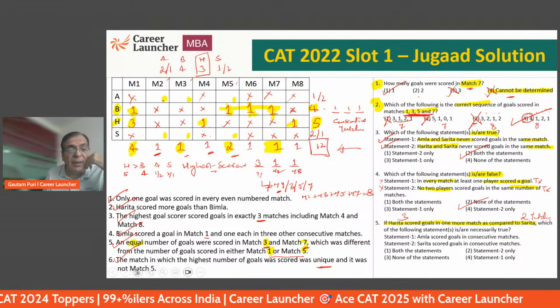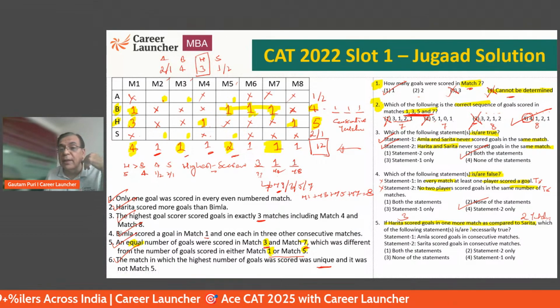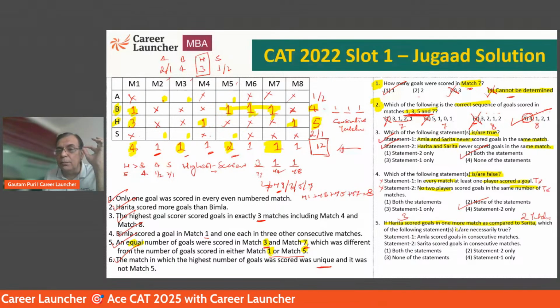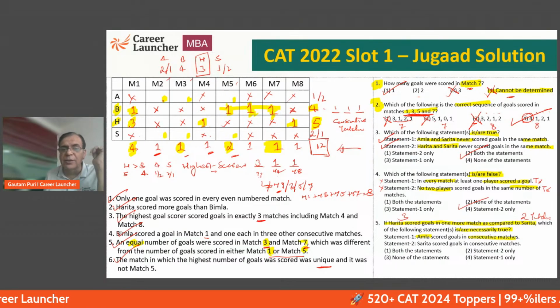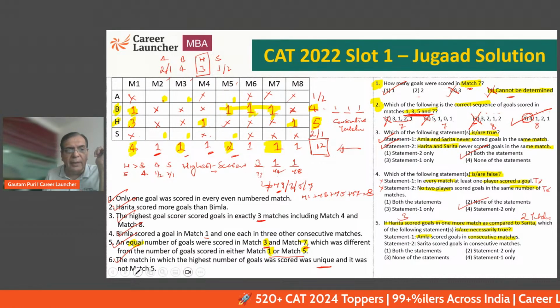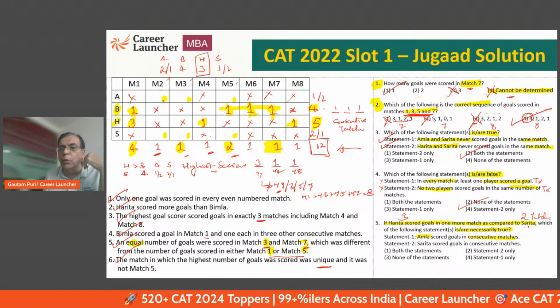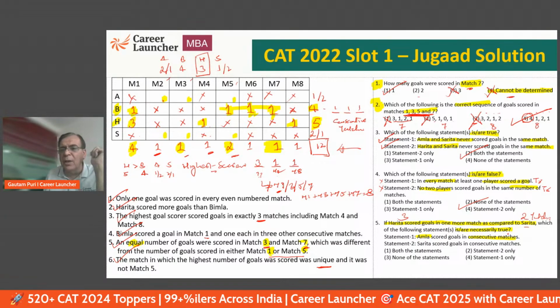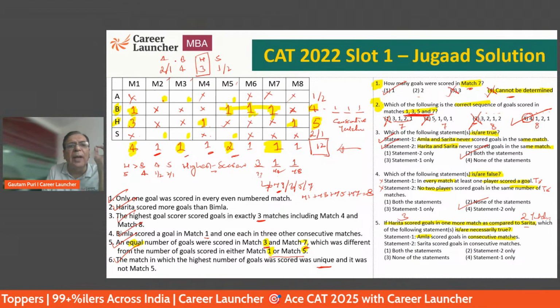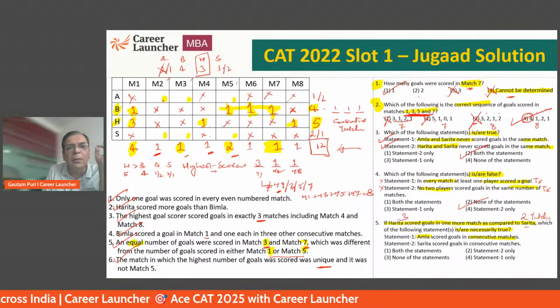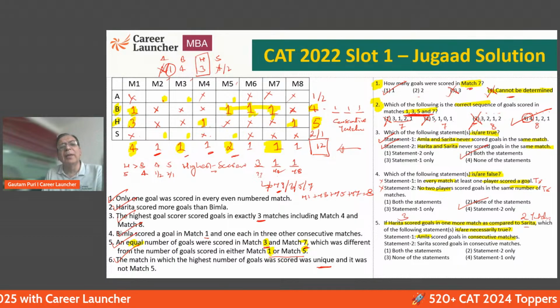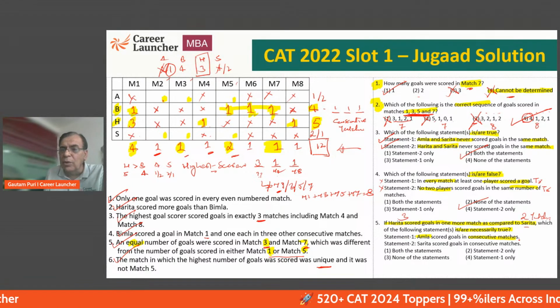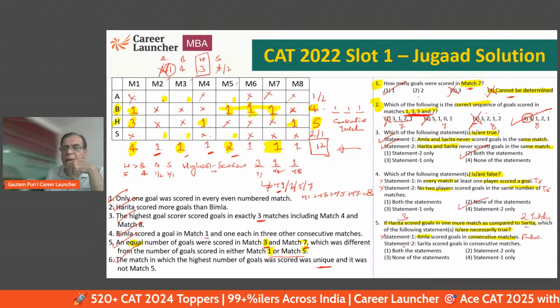Which of the following statements are necessarily true? Necessarily true means true in all cases. Okay. Statement 1. Amla scored goals in consecutive matches. Okay. If Sarita has scored in 2 matches, then Amla will score a goal only in 1 match. So if Amla is going to score only in 1 match, that means this case is out. If Amla is going to score a goal only in 1 match, then how can it be consecutive? So this is false. This is not correct. Okay.